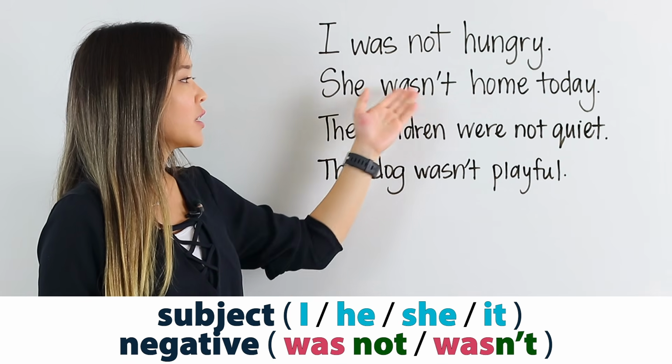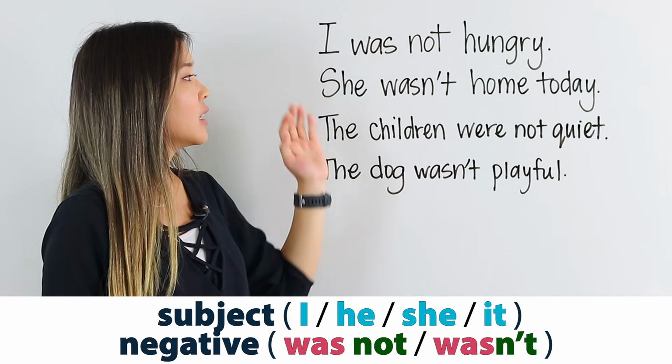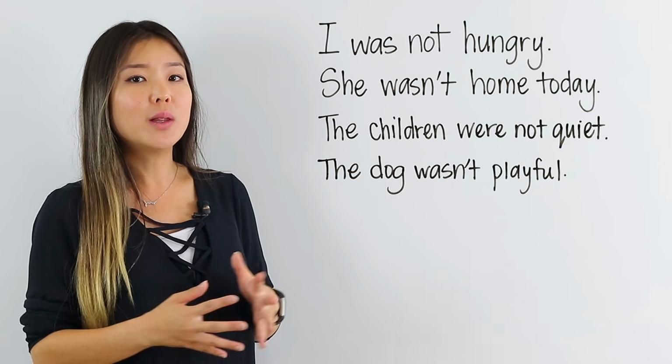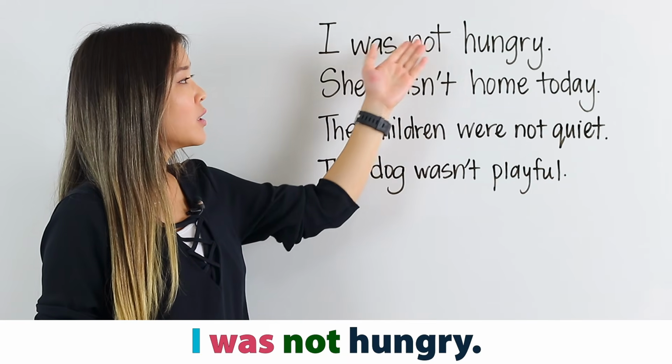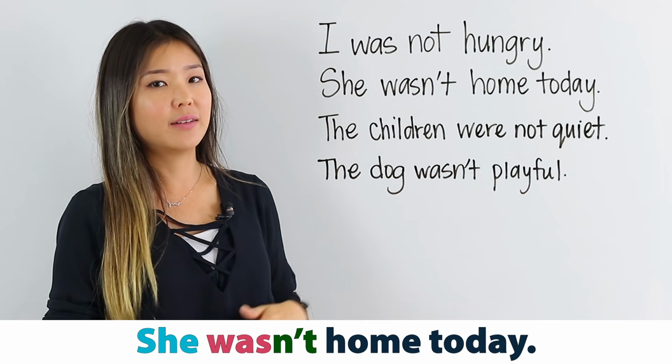Or she was not, or the contraction wasn't. I wasn't. She wasn't. So let's look again. I was not hungry. She wasn't home today.